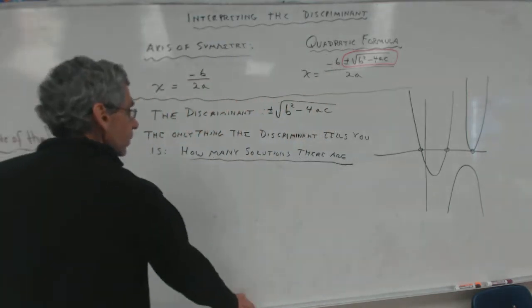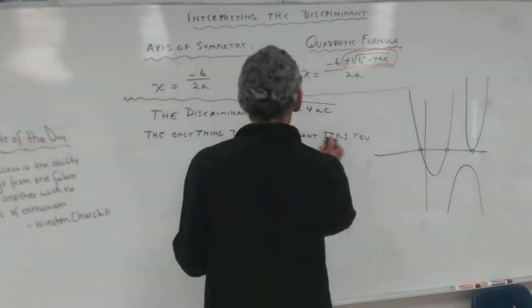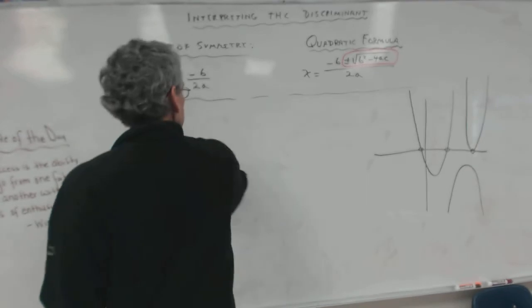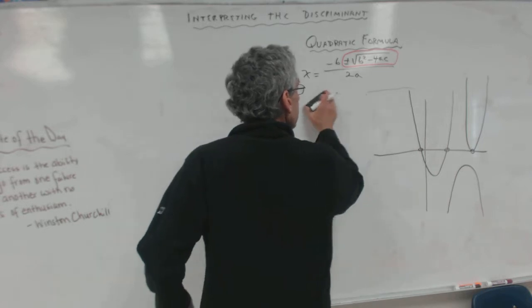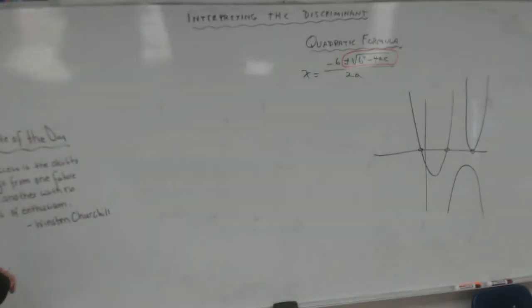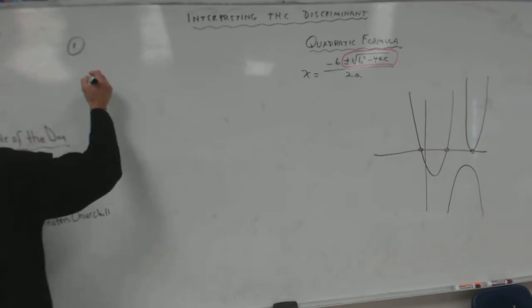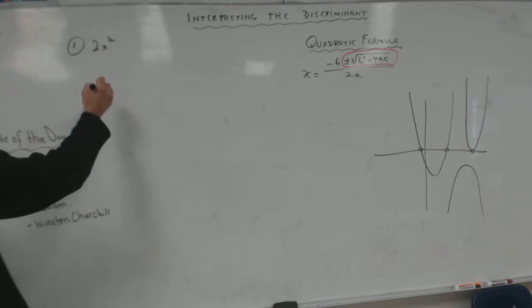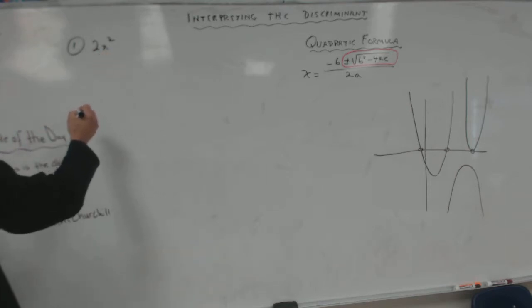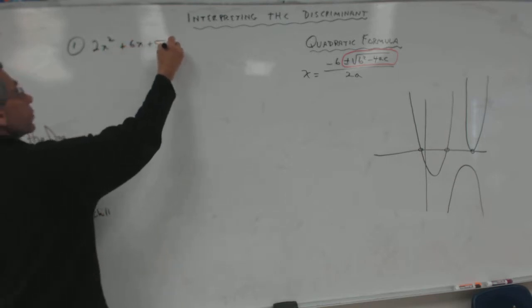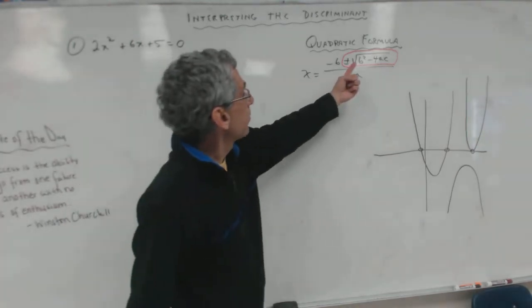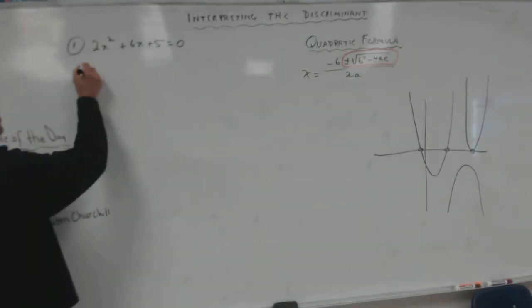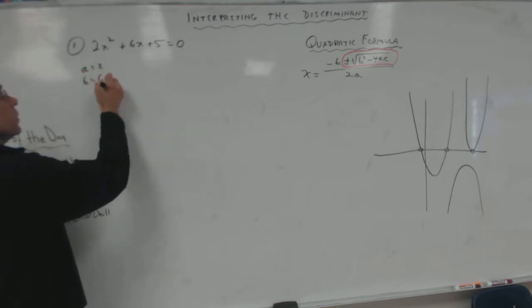Now let's do one and start to see how you interpret these. Let me erase this for a little more space. Our first one is 2x squared plus 6x plus 5 equals 0. You always have to have it equal 0 to know your a, b, and c. I need all of them. So my a is 2, my b is 6, and my c is 5.